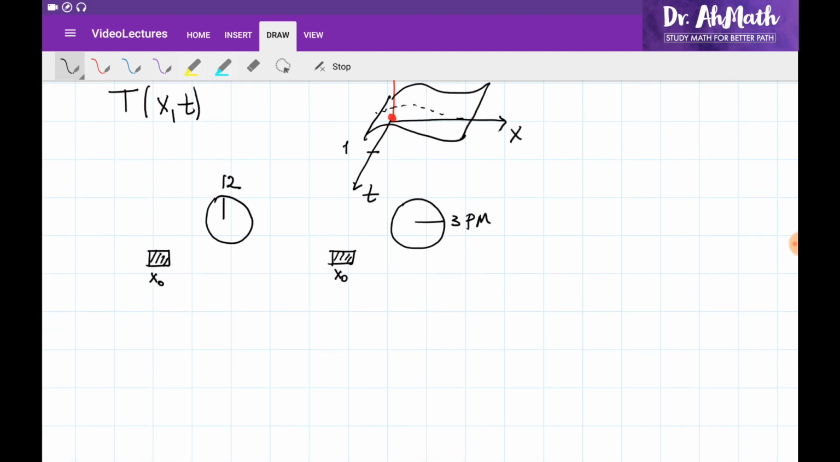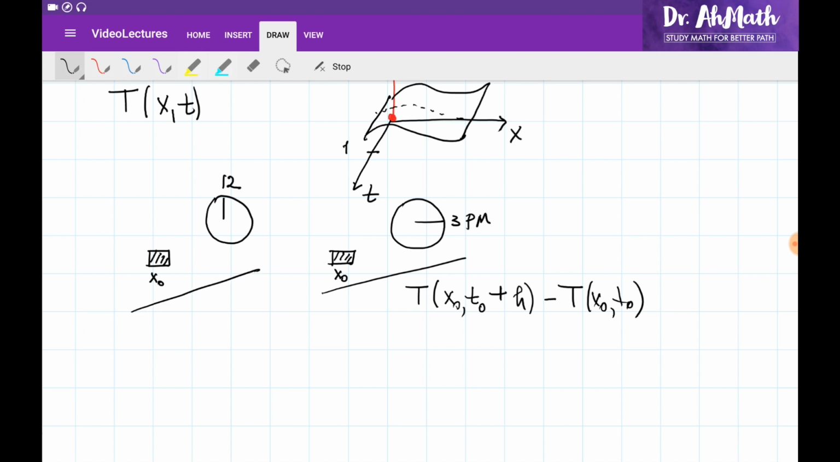In order to do this, I would like to find the temperature at x0 and the time t0, which is going to be 12. So at 3 p.m., sorry, t0 plus h, minus the temperature at x0 and t0, right? I would like to measure the temperature at 3 p.m., then I would like to measure the temperature at 12 p.m. at the same position. Then I would like to find the difference. And when I divide this by the difference in the time, which is h, right?